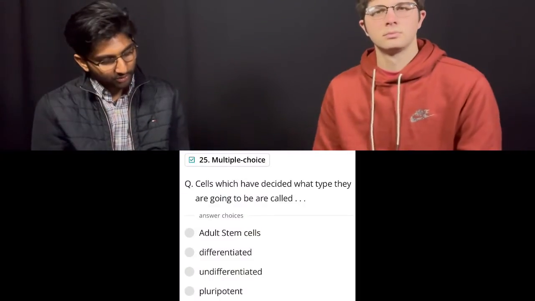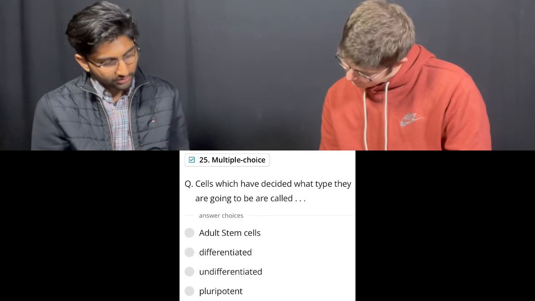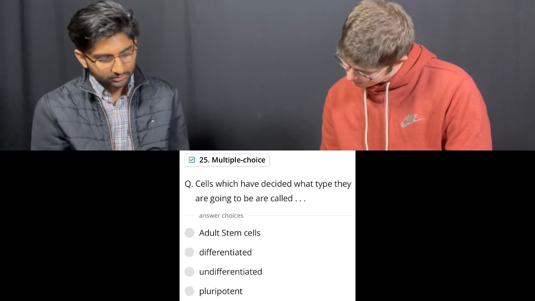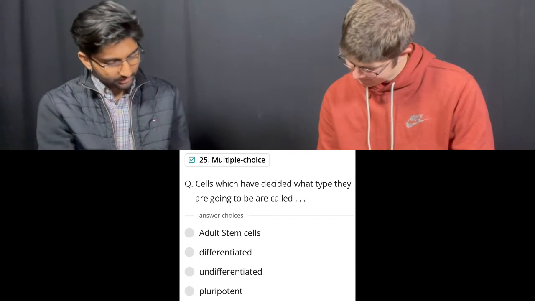All right. Cells which have decided what type they are going to be are called adult stem cells, differentiated, undifferentiated, pluripotent. B, differentiated. Yeah, I would also say that.